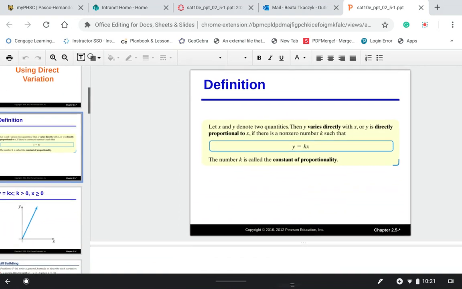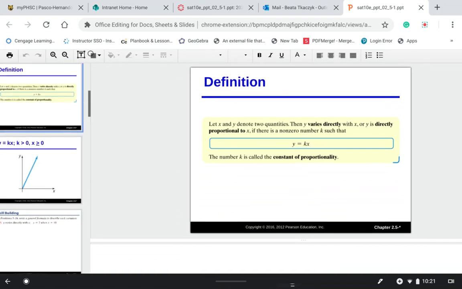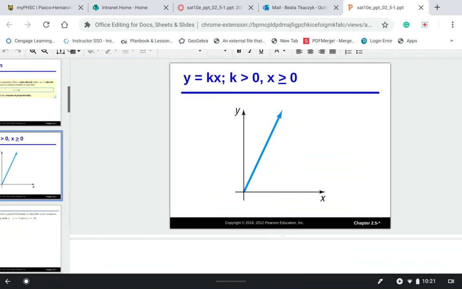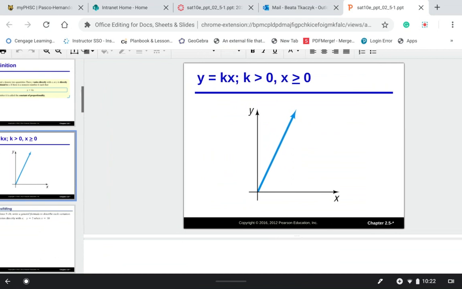Okay, so let me show you what the graph of direct variation looks like. The equation is y equals k times x. You have a straight line starting from the origin, and the constant of proportionality has to be positive. So this is how the graph of direct variation looks. A straight line. You may even think that k has the same meaning as a slope, which technically, yes, is true.